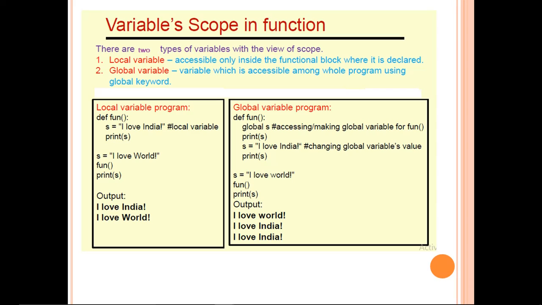Next is variable scope in function. There are two types of variables with the view of scope. First is local variable and second is global variable. A local variable is accessible only inside the function block where it is declared, but a global variable is accessible throughout the whole program using the global keyword.